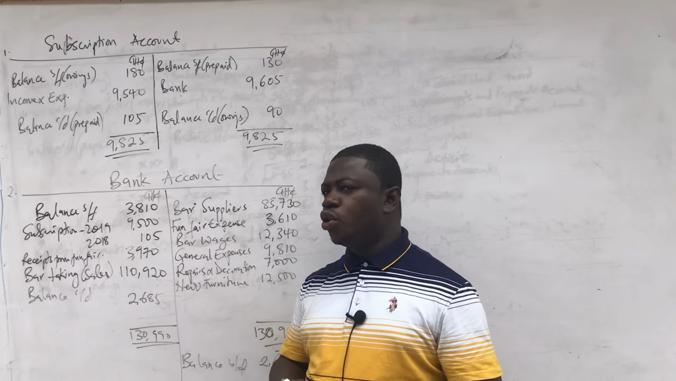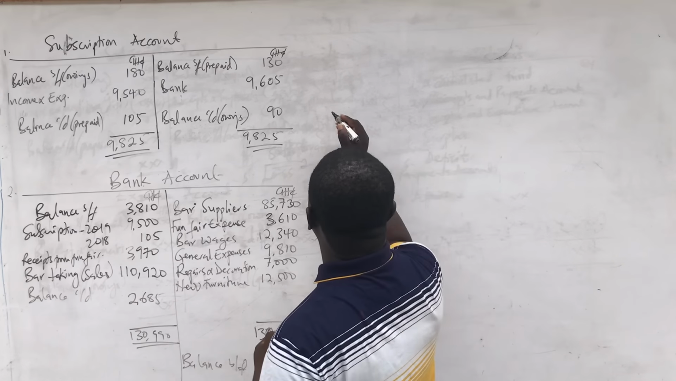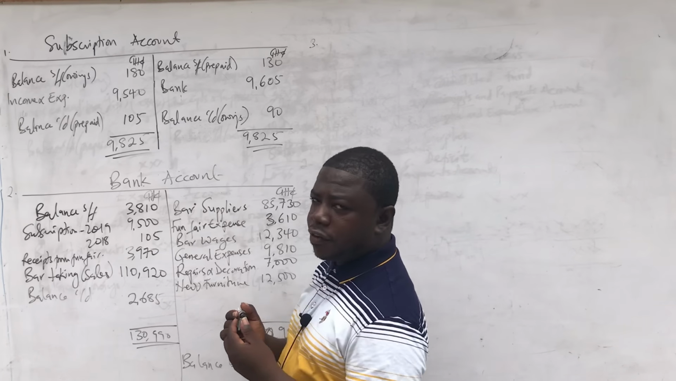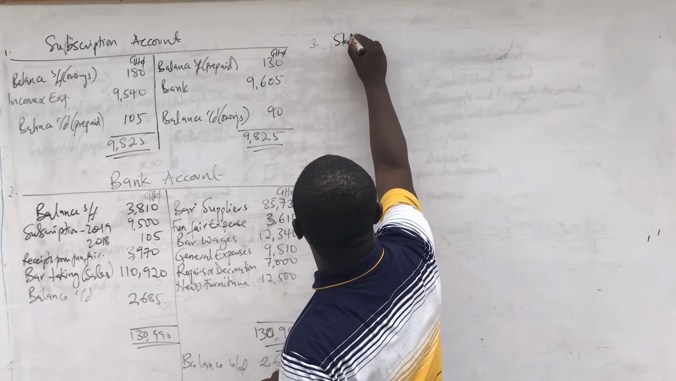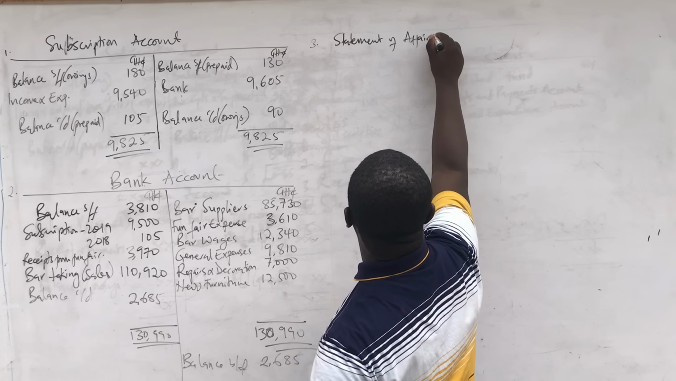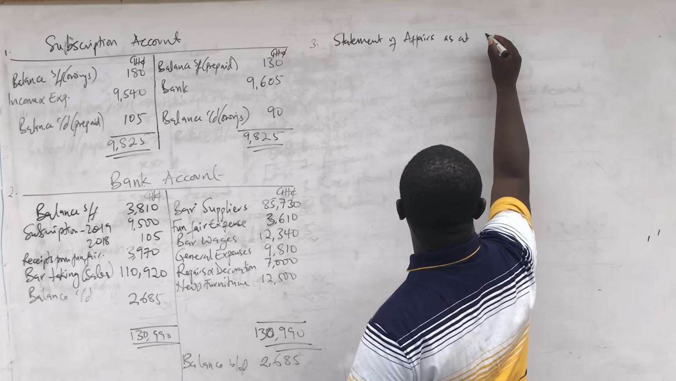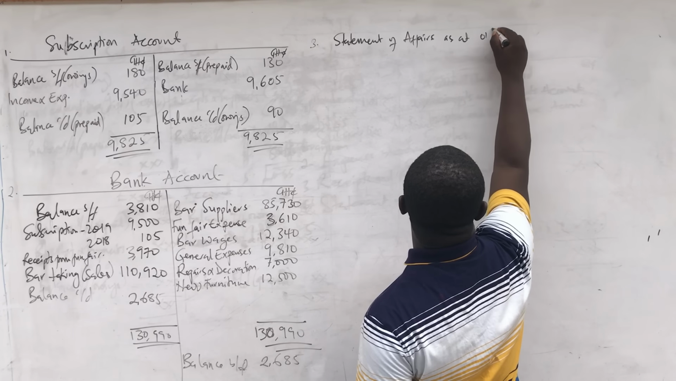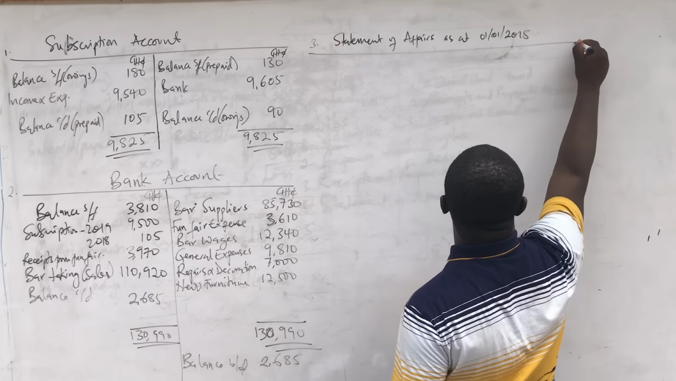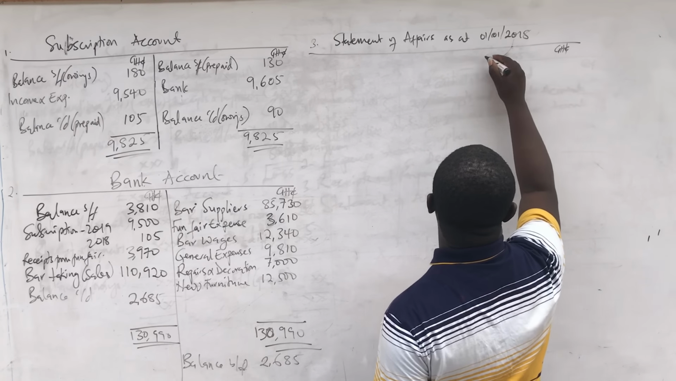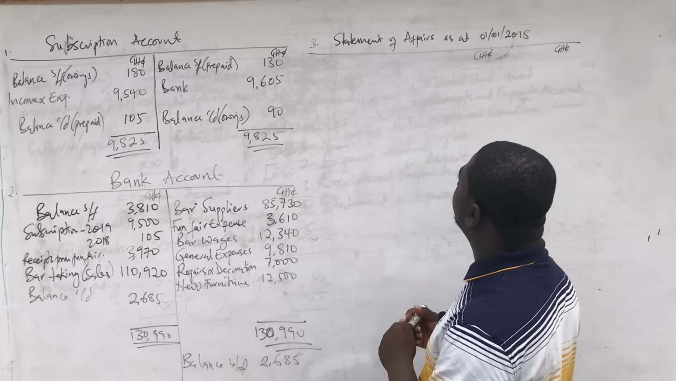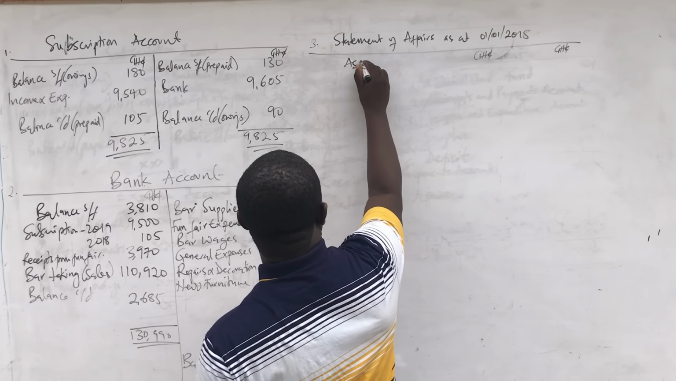Okay, so let us move on to prepare the statement of affairs, which will give us accumulated fund. So statement of affairs as at 1st January 2018. That is, we are using the opening balances to prepare our statement of affairs. Okay, so let's begin with our assets.